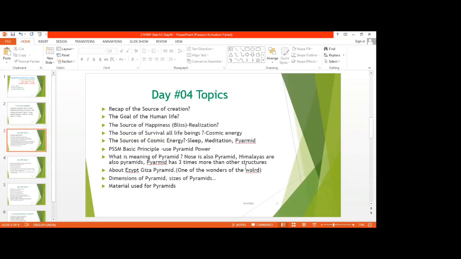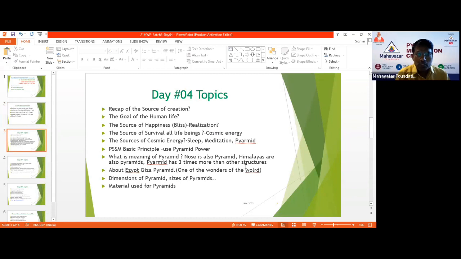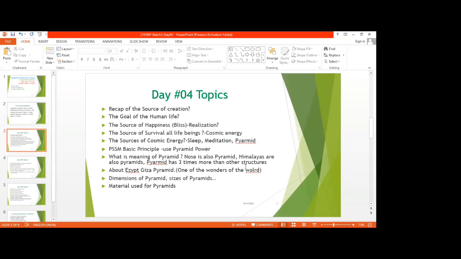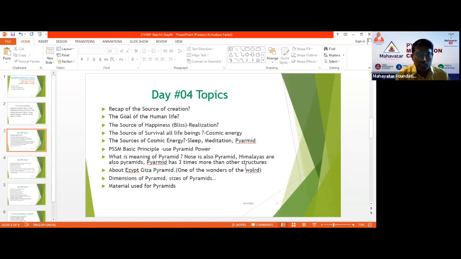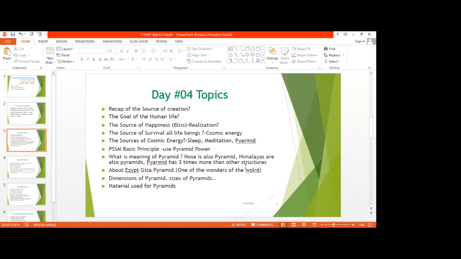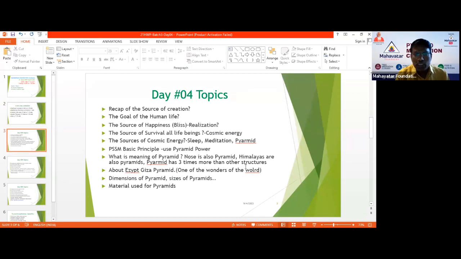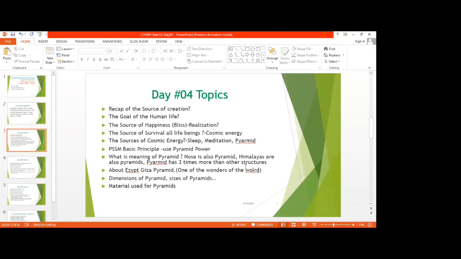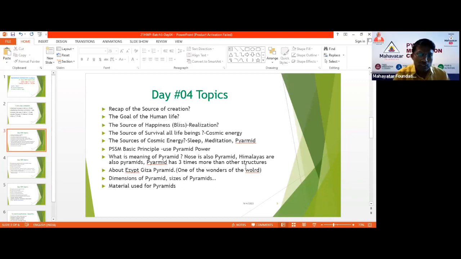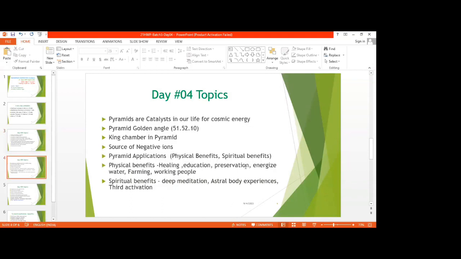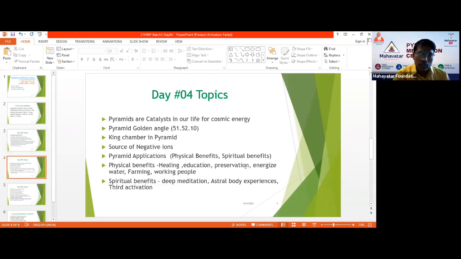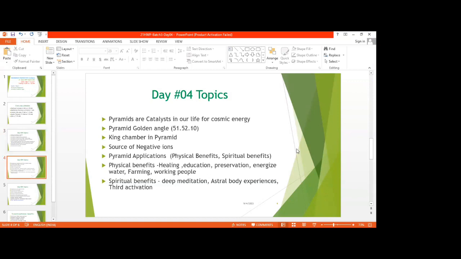So friends, today there are several topics, of course, as part of this pyramid technology and its benefits and pyramid meditation. We'll be looking at a recap of yesterday's concepts: source of creation, the goal of human life, source of happiness, source of survival, source of cosmic energy, what the basic principle is, pyramid power, the meaning of pyramid, the Giza pyramid, the dimensions of a pyramid. Pyramids are catalysts, the pyramid golden angle, the king chamber.